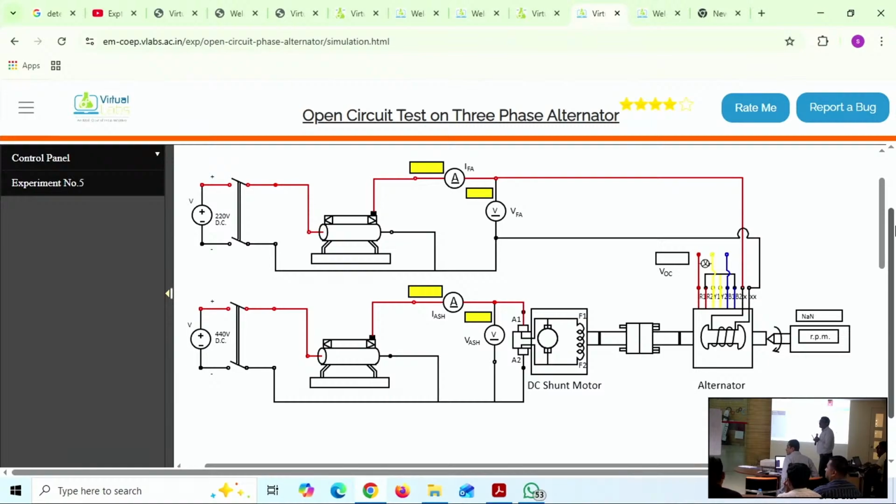Sir? DC generators. Yes. Yes, yes. Building up is done by the DC shunt generator, but some value exists here. Yes. It is less, right? Yes, yes, yes.